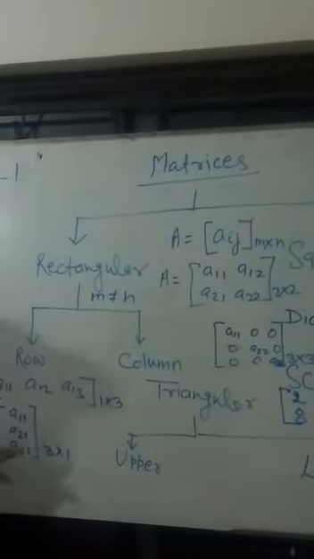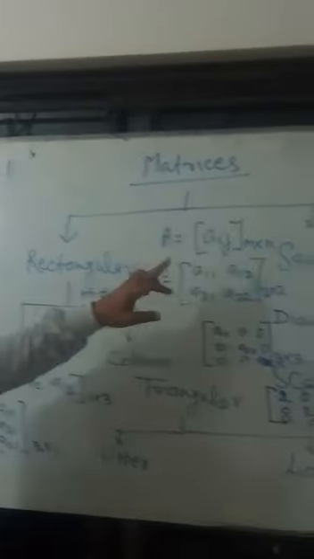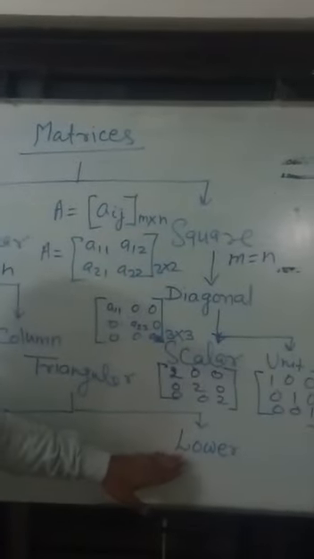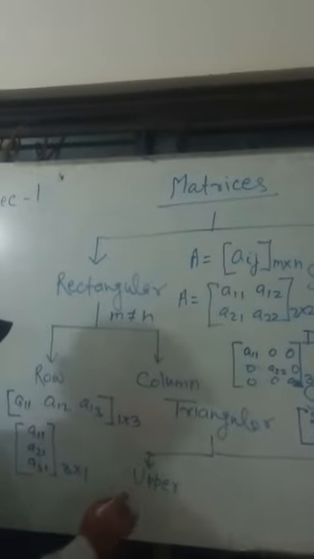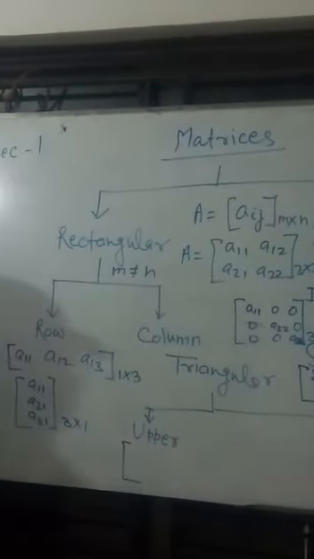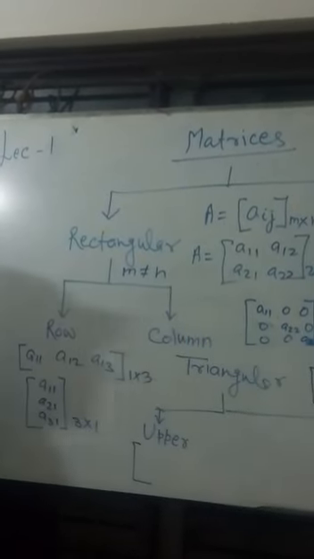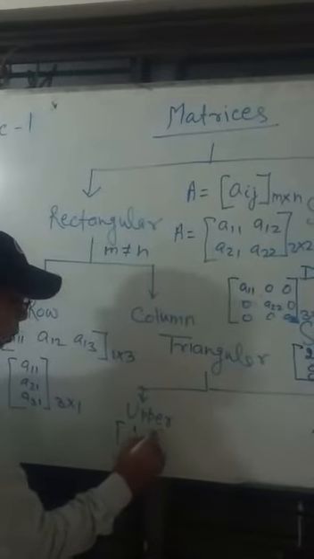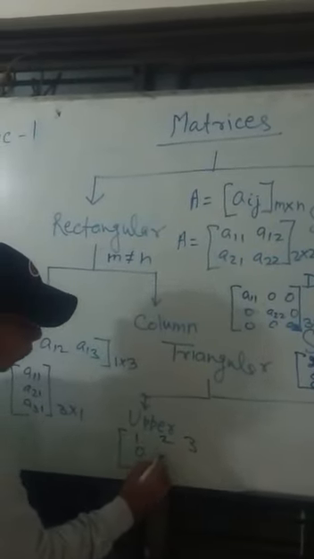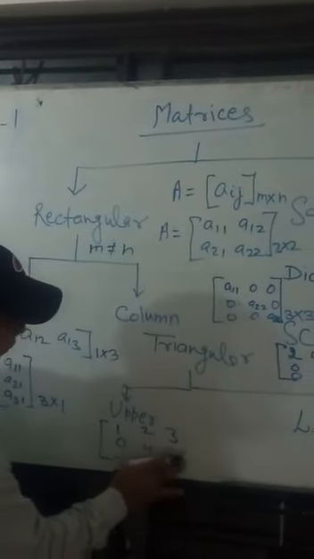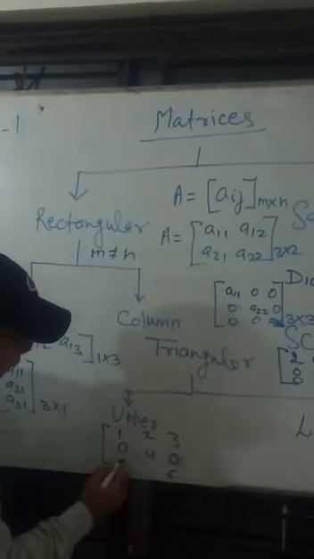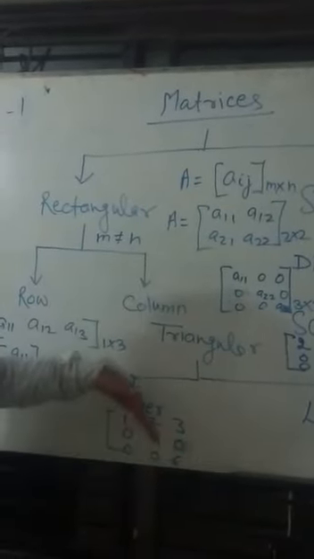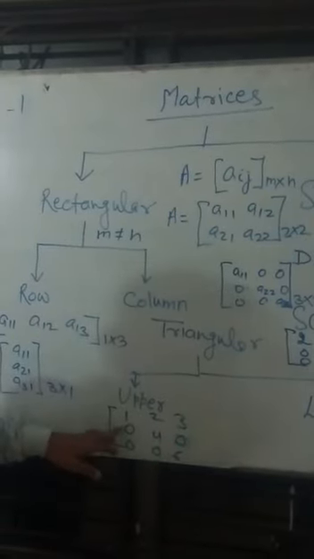On the other hand, either rectangular matrices or square matrices can be written in the form of upper triangular matrices or lower triangular matrices. In the upper triangular matrices, all the elements above the diagonal have some numbers, but the lower part of this triangle is 0. You can write this: 1, 2, 3; 0, 4, 5; 0, 0, 6. You see here, above the diagonals there are some elements, but below the diagonals the elements are only 0.